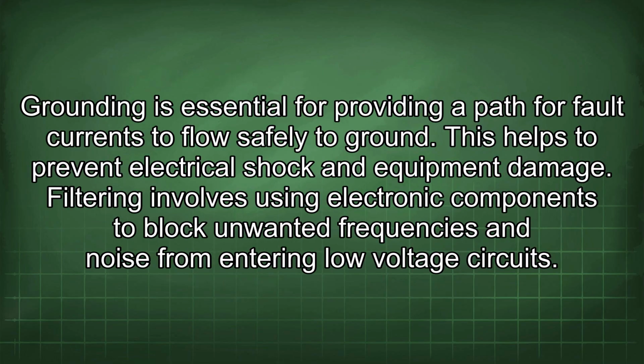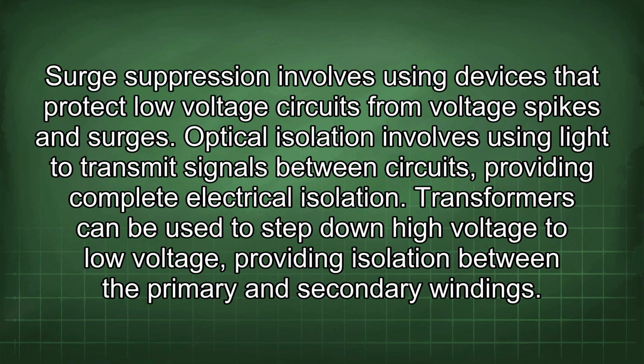Grounding is essential for providing a path for fault currents to flow safely to ground. This helps to prevent electrical shock and equipment damage. Filtering involves using electronic components to block unwanted frequencies and noise from entering low-voltage circuits. Surge suppression involves using devices that protect low-voltage circuits from voltage spikes and surges.